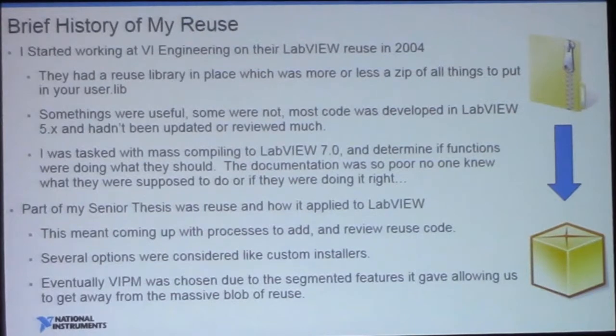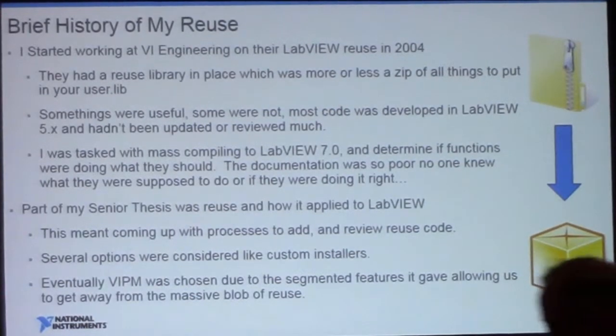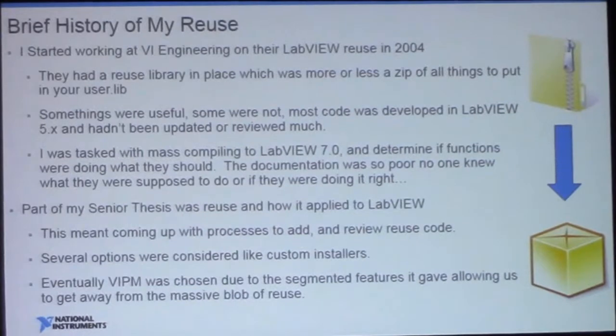So while I was at VI, one of the things that I had to do was revamp the reuse library, as I mentioned. And I had to mass compile it to a new version, with no documentation and no idea whose version to use. All this led to the senior thesis that I ended up writing to graduate, which was, how do we do reuse at a company? How do we organize it? How do we structure it so that we can benefit the most? Not just this ad hoc sharing of onesie-twosie VIs, which is nice, but how do we avoid some of the traps of versioning and distribution and that kind of thing?